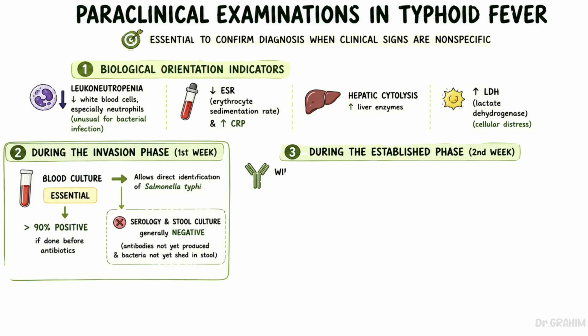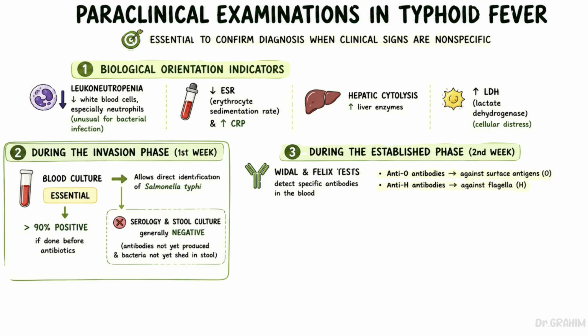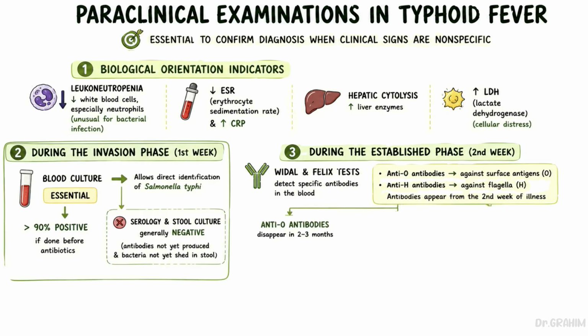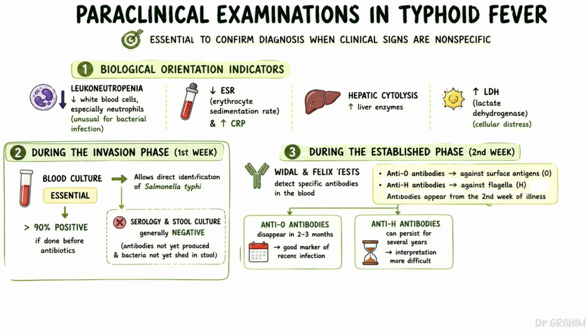During the established phase, the Widal and Felix tests are used to detect specific antibodies in the blood. These include anti-O antibodies against the bacterial surface antigens and anti-H antibodies against the flagella. These antibodies generally appear from the second week of illness. Anti-O antibodies disappear within 2 to 3 months, making them a good marker of recent infection. Anti-H antibodies can persist for several years, making their interpretation more difficult. But be careful, false positives are possible, especially in other diseases such as non-typhoidal salmonellosis, yersiniosis, malaria, brucellosis.